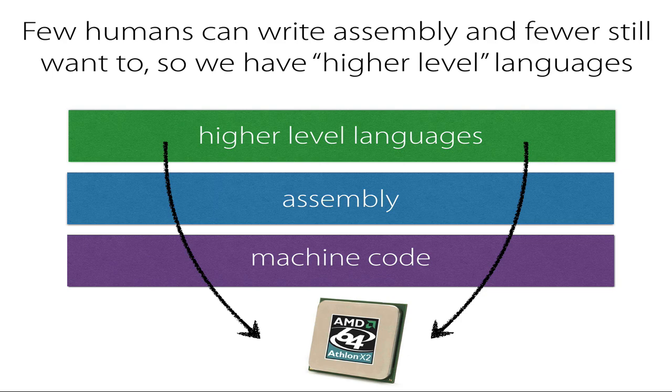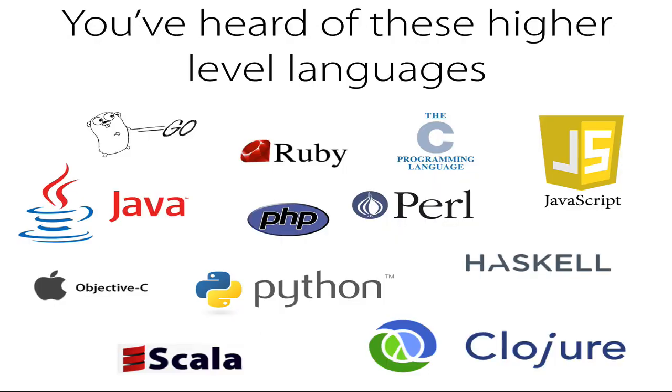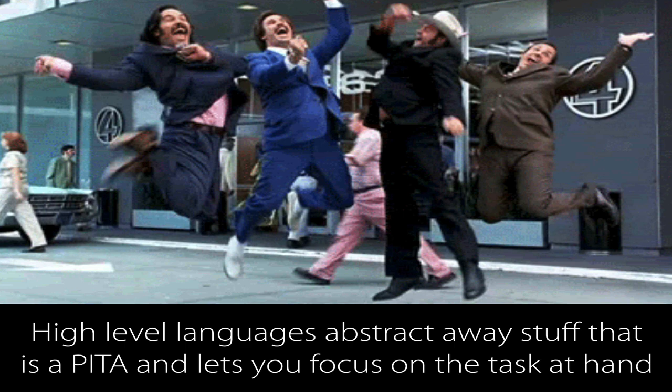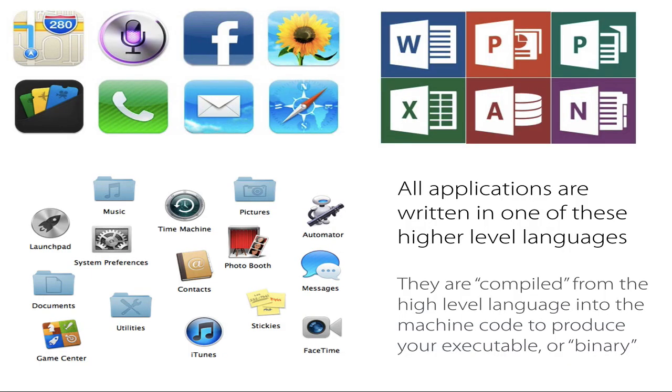And you've heard of these higher level languages. So, for example, Ruby, Python, Perl, PHP, Java, Haskell, Clojure, Scala, Go, JavaScript. In this course, we're going to be using a lot of JavaScript. So essentially, higher level languages abstract away the stuff that is a total pain in the butt and lets you focus on the task at hand, which is awesome because it makes you highly productive as a developer. And all these applications that I showed previously are written in one of these higher level languages. They are compiled from a higher level language into machine code to produce your executable, or what's called a binary, okay? And that's what actually gets executed on the CPU.